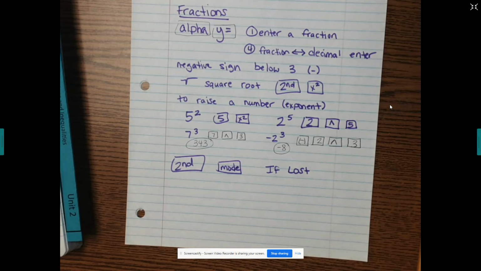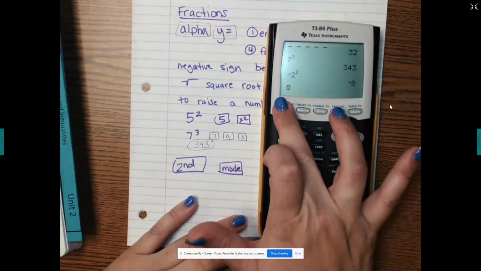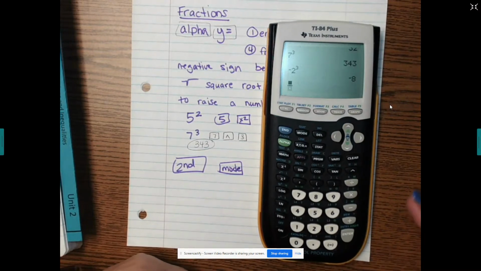All right. So we know how to do powers. We know how to do squaring. We know how to turn fractions to decimals. We know how to simplify. So to simplify a fraction, let's enter a fraction. Let's do one that we all know how to simplify, 50 over 100. Okay, I'll give you a second to enter that.